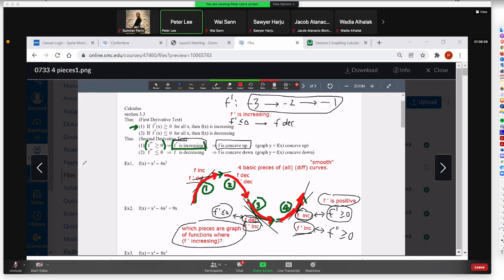So let's say you think of a circle. Here, let me just graph a circle. So this is a circle right here. The circle kind of looks like this. Now, if you look at the circle here, then the basic four pieces are referring to the four parts of the circle. The four parts are basically the four quarters.